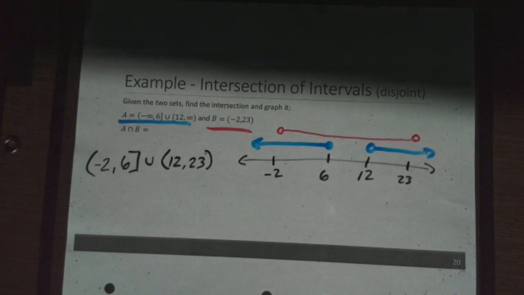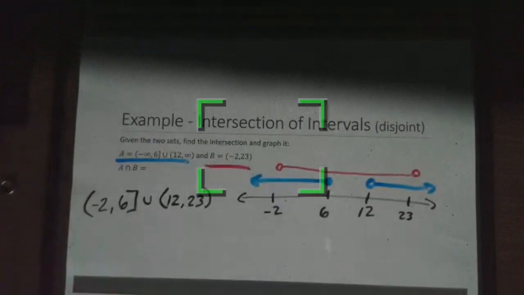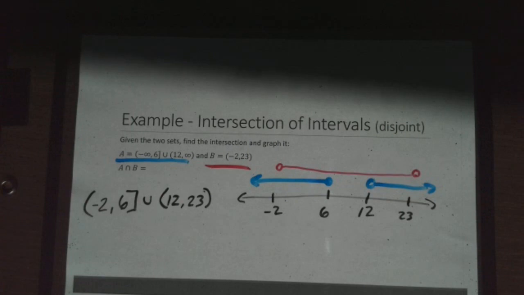So what you really need to take out of this section is that intervals are sets, and we can do our operations on them. Intersection means and. Union means or. And we are going to be using interval notation the rest of this class, so make sure you are comfortable with interval notation.